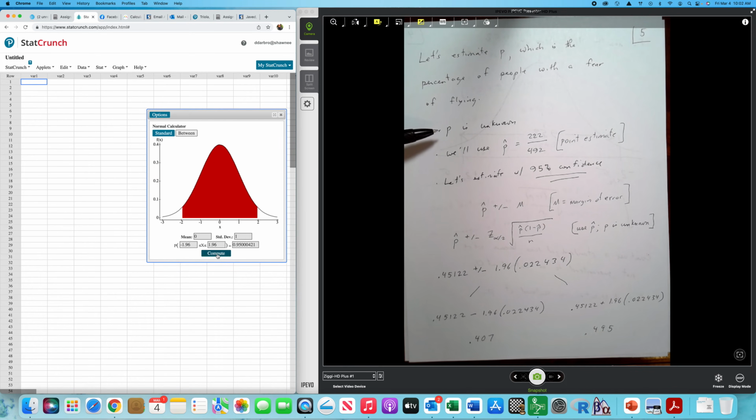It is unknown. Let's say we go out, we collect a sample of 492 people, 222 out of the 492. Again, this is just an example. 222 out of the 492 say that they experience a fear of flying. This is my sample proportion. I'm going to use this to estimate P. Now, let's estimate with 95% confidence. Now, here's where things get kind of crazy. Let me pull up the previous.